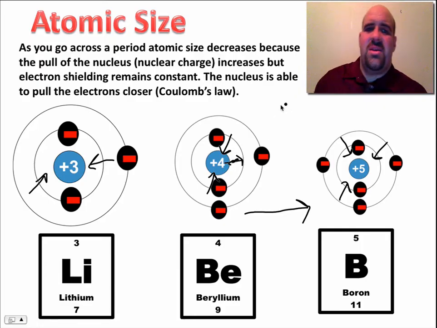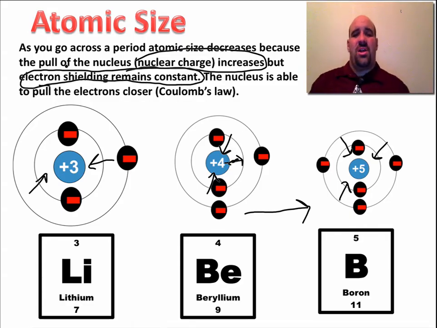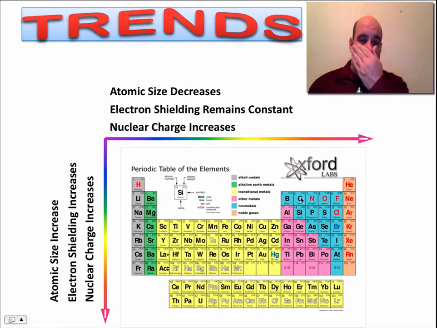Because nuclear charge increases, but electron shielding is constant. So the nucleus gets stronger. It's able to pull the electrons closer. There's no additional electron repulsion to balance or counterbalance the increased nuclear charge. So that is why atoms get smaller going across, despite the fact that there's more particles in it, there's more electrons, more protons, and more neutrons. Yet the atom is still smaller. So we added in up here, atomic size decreases to our other trends.